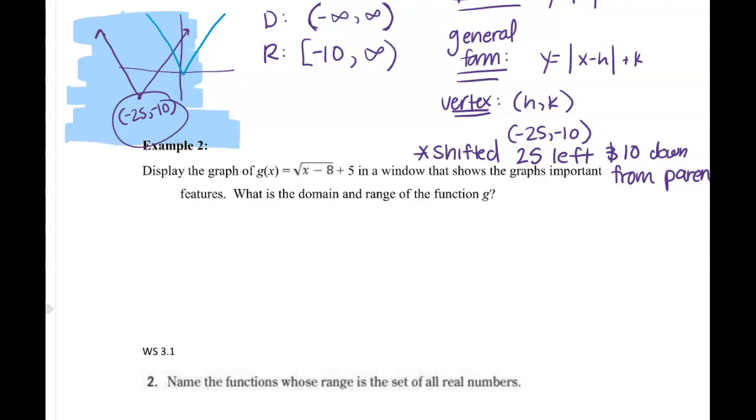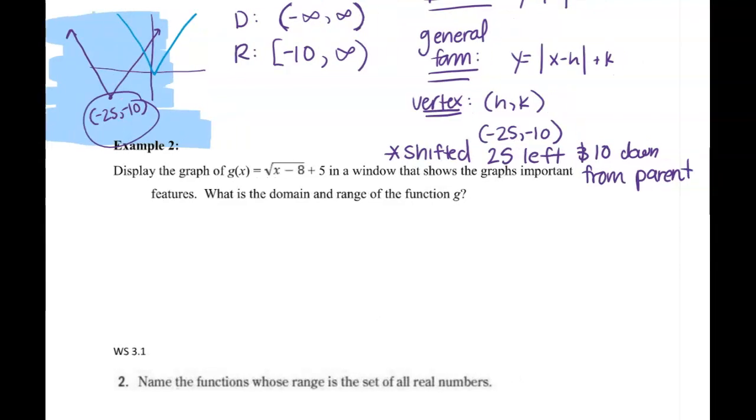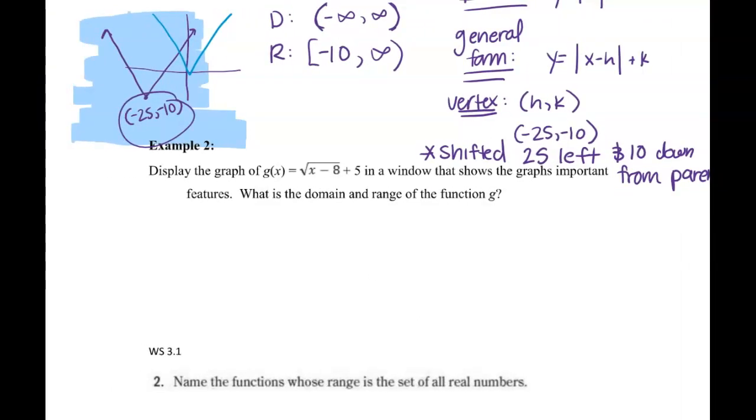Okay, so looks like, let's see, this is 8, 5, and it does that. Okay, so the domain, going left to right, where does it start? Starting on the left, it doesn't start until 8, right? So 8 is included because there's a point, and it's going to go on forever. So that's what square root graphs and lots of graphs do.